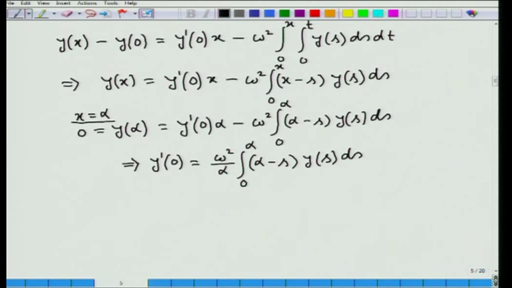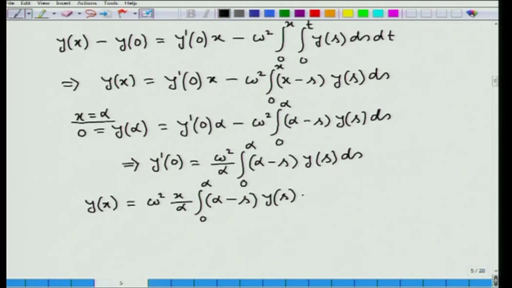So, if we substitute this expression here, then we find y(x) equal to omega square times x by alpha integral 0 to alpha (alpha minus s) y(s) ds, this part coming from y dot 0, then minus omega square integral 0 to x (x minus s) y(s) ds.